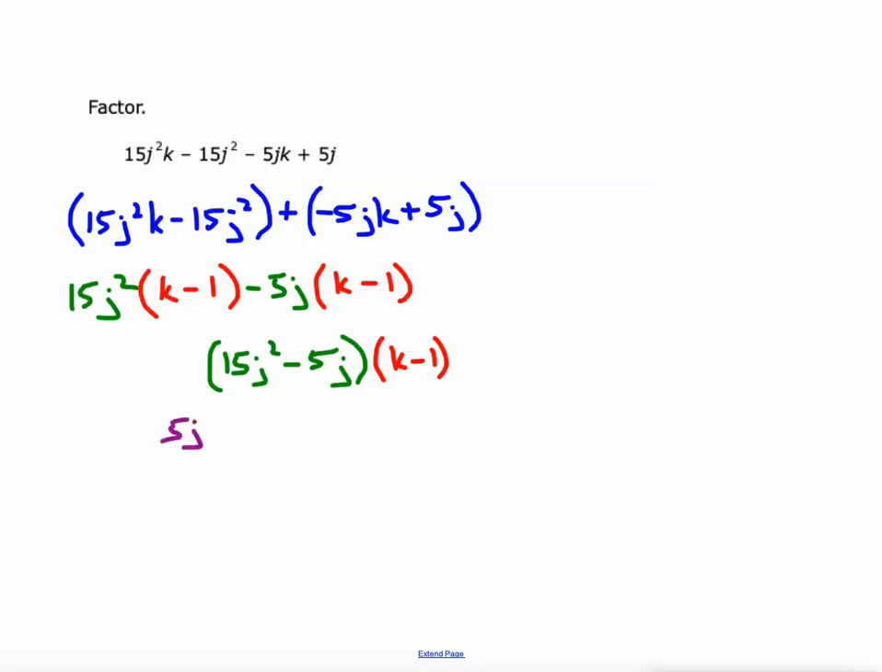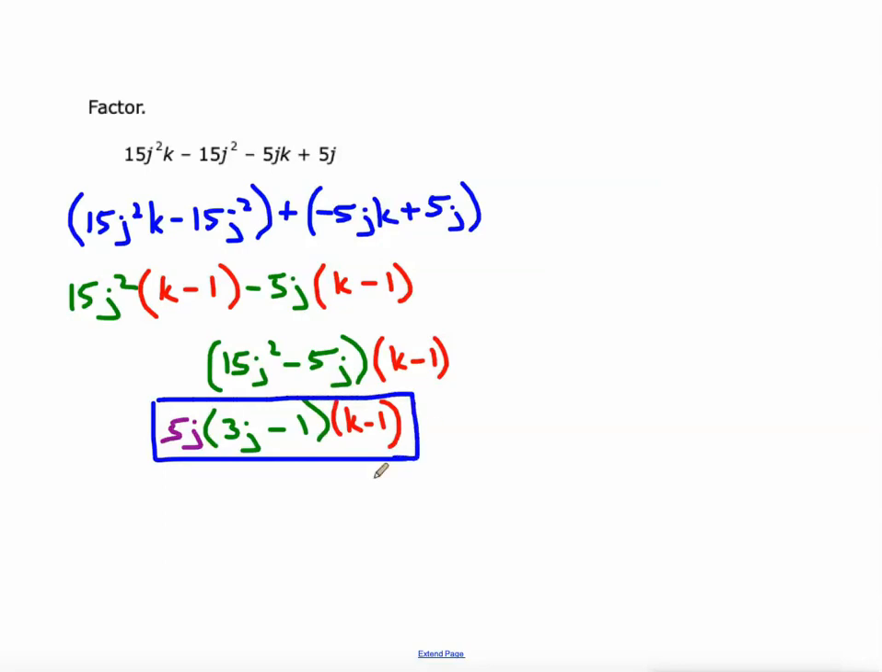So what we're going to do is factor that out of there. 5j times 3j minus 1. 5j times 3j is 15j squared. 5j times negative 1 is negative 5j. And then we've still got the k minus 1. So we've actually got, I guess you could consider it 4 factors here. We've got the 5, the j, the 3j minus 1, and the k minus 1. There's the complete factorization of this expression.